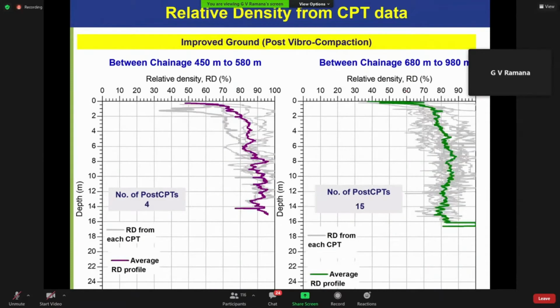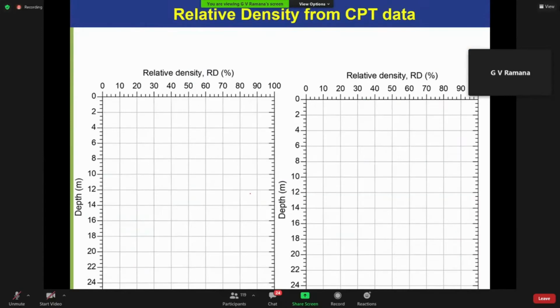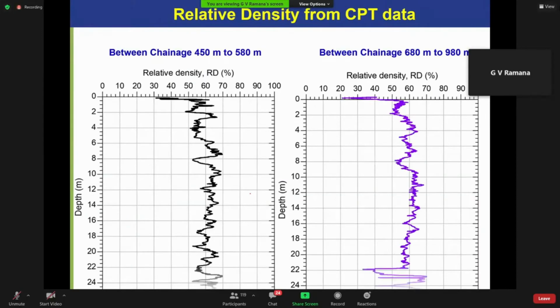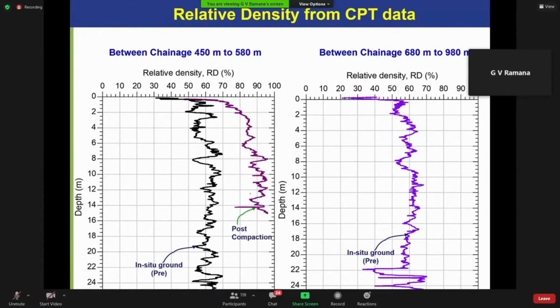But again, it is a contractual obligation. So vibrocompaction was done, and post vibrocompaction, the relative density went up to 80 to 90%. Above 80%. So there is an increase in the relative density of the sand post vibrocompaction. This is the relative density before, and this is the relative density post compaction at one of the trial sites. At another trial site, this is the improvement in the relative density.